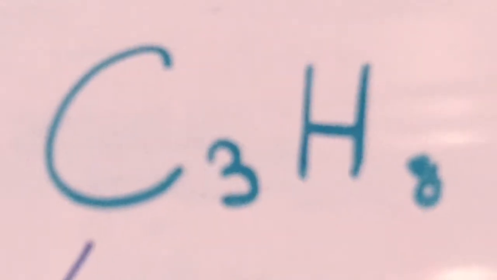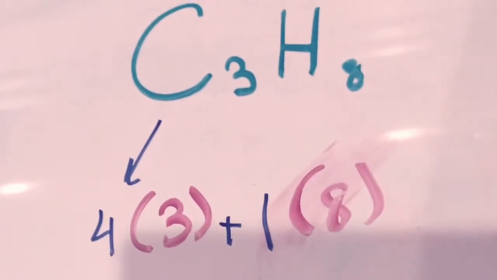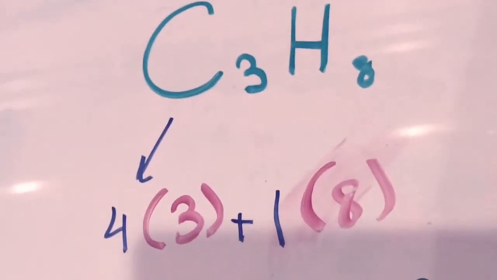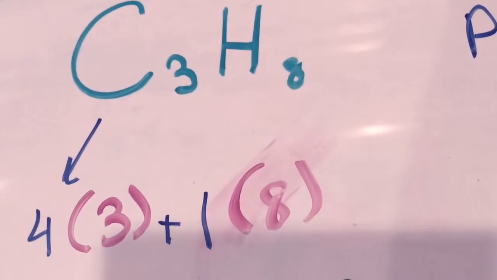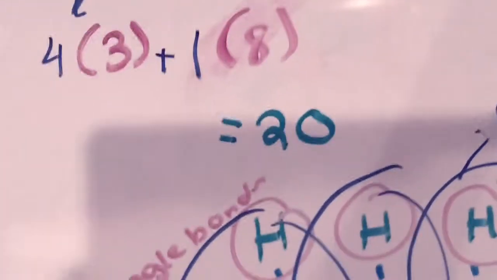Moving on, propane, C3H8. Carbon has 4 valence electrons and hydrogen has 1. There are 3 carbon atoms and 8 hydrogen atoms. So we're going to get a total of 20 valence electrons.